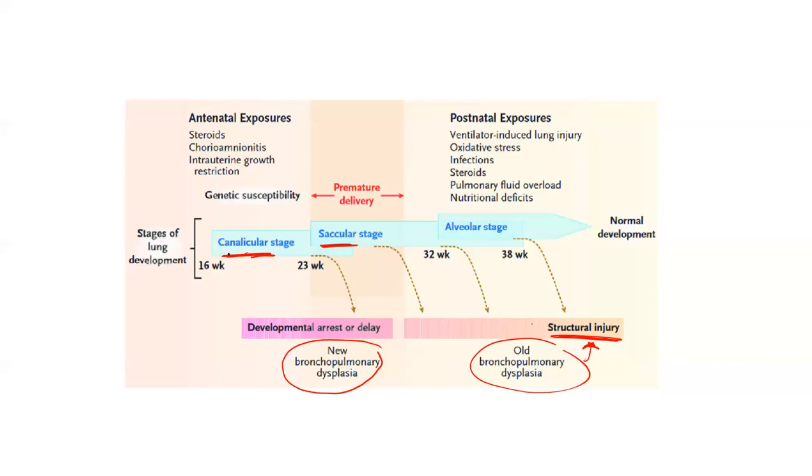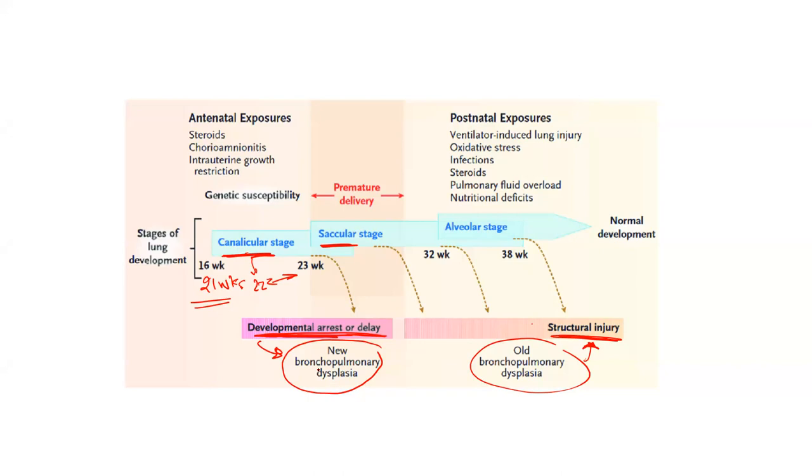Do you guys know in some centers they resuscitate even at 21 weeks? Most of the centers resuscitate at 22 to 23 weeks, but there are some centers that move even to 21 weeks' gestation. So that's early in the canalicular stage, and that's when you have the developmental arrest or delay. And that's when you see the new phase of bronchopulmonary dysplasia.